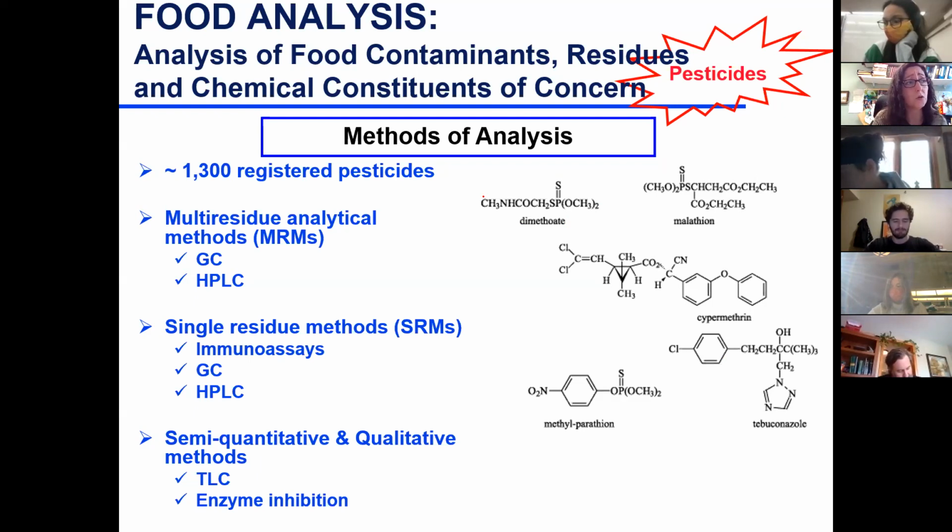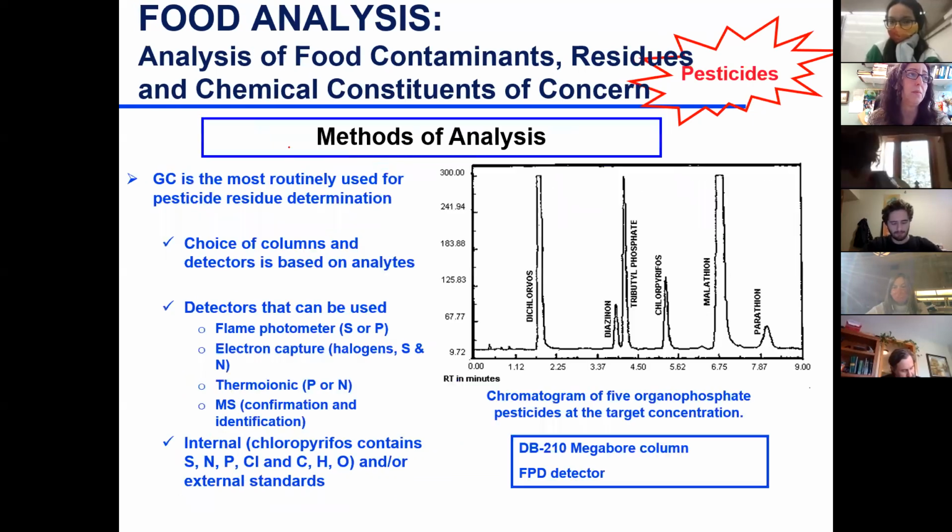Like I said, single residue methods are not commonly used unless we are really trying to characterize the pesticide and determine its tolerance level. You can do that with immunoassays, using antibodies very specific to this pesticide. And there are methods that are unique in terms of the extraction and then utilizing a specific column, either GC or HPLC, for measurement. Semi-quantitative and qualitative analysis is done with thin layer chromatography and enzyme inhibition. And I'll show you an example here in a little bit.